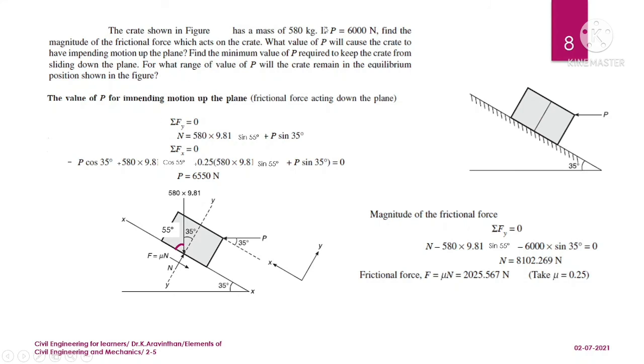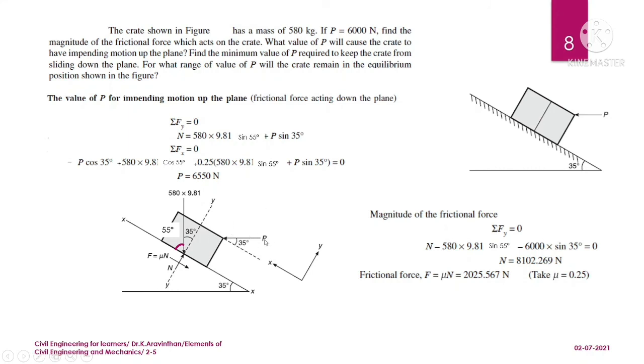So let us go to the next thing. If P equal to 6000 Newton, find the magnitude of the frictional force which acts on the crate. Let us find the frictional force. So if the force which is acting, resolve it vertically in order to find the frictional force, so you can find this F. We already have resolved it vertically. 580 into 9.81 into sine 55, which will be acting downward, and the N will be acting upward.